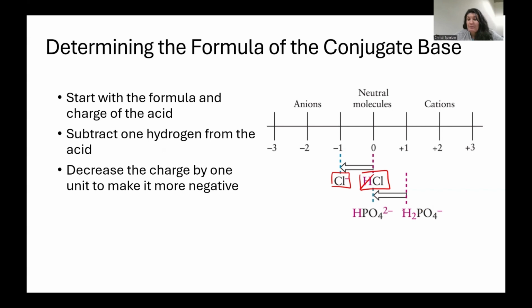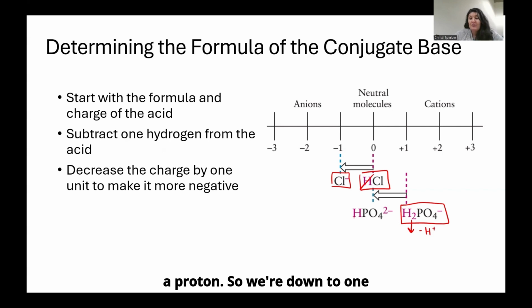For H2PO4 minus, this is our acid. To get the conjugate base of our acid, we remove a proton. So we're down to 1 proton. We only have 1 H, so HPO4. We are at a -1 charge, so we're going to decrease it by one more charge. So now we go from -1 to -2.